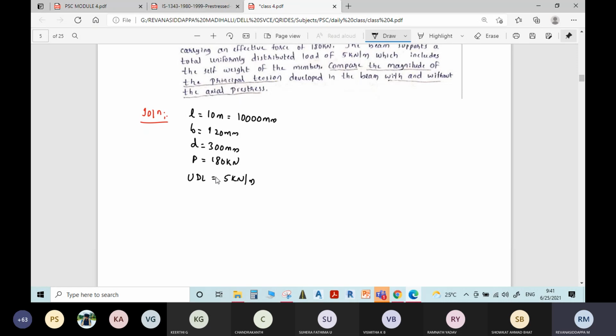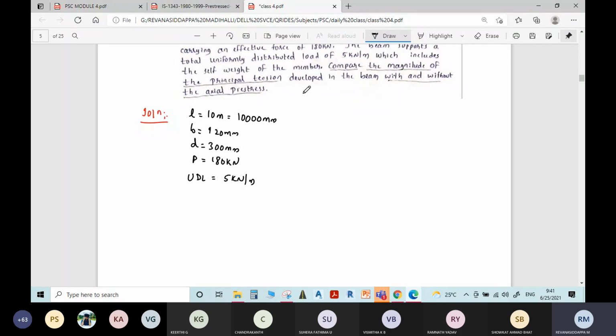Okay, compare the magnitude of principal tension developed in the beam with and without axial pressures. What we have to find is, first we have to find principal stresses by considering the axial pressures. Then we have to find principal stresses without considering the axial pressures. Then we have to compare the results. That is the only question here.